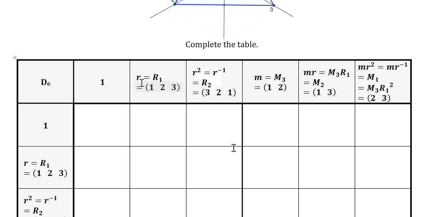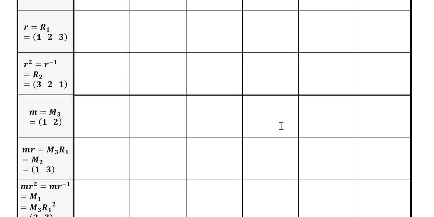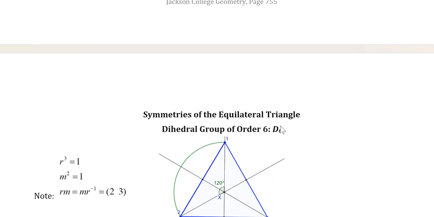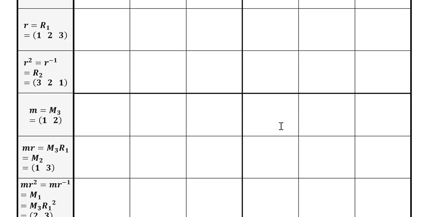And you can also do it where everything's written in terms of little r and m, where it's either written as 1, r, r square, m, mr, or mr square. So see if you can fill that table out. Okay. In fact, I'm going to show you the answer here in just a minute. So why don't you pause this video and do that yourself. Come back when you're done.